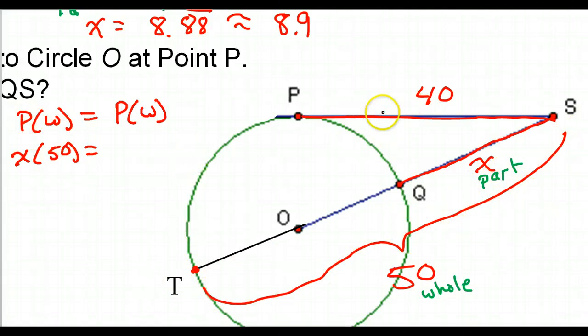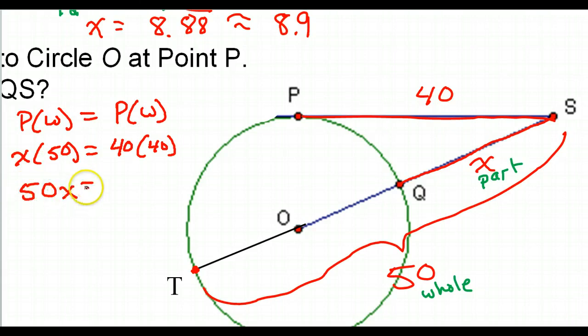And up here, we've seen this many times. This 40 is the part and the whole, so we will do 40 times 40. Of course, normally we write this as 50x. 40 times 40 is 1,600. Now we just need to divide by 50 on both sides.